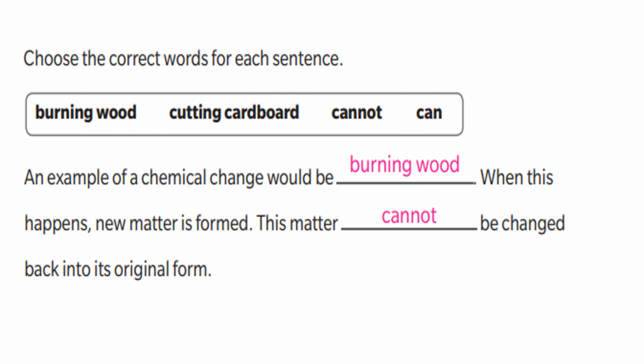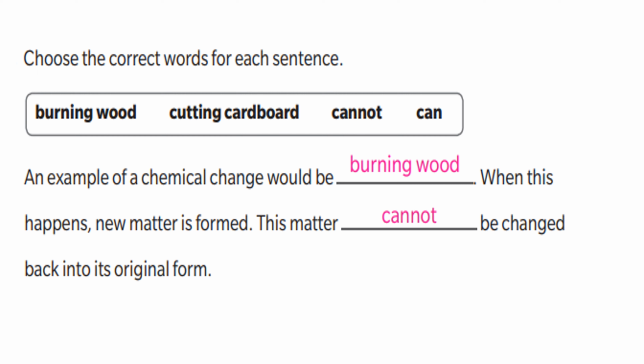Choose the correct words for each sentence. Burning wood, cutting cardboard, can't, can. An example of chemical change would be burning wood. What is the difference between burning wood and cutting wood? Burning wood is a chemical change, but cutting wood is a physical change. Why? Because I just cut the wood, so it is a physical change.